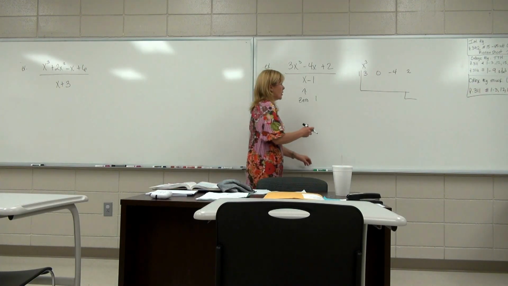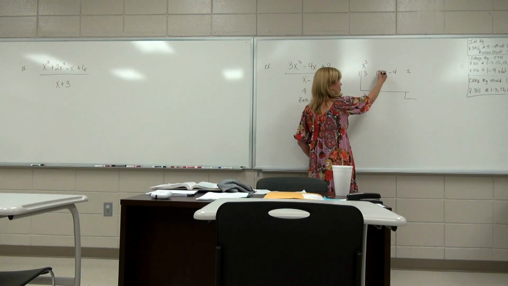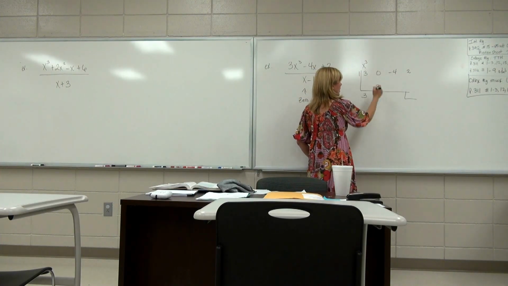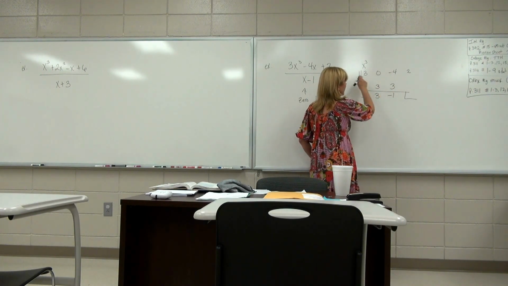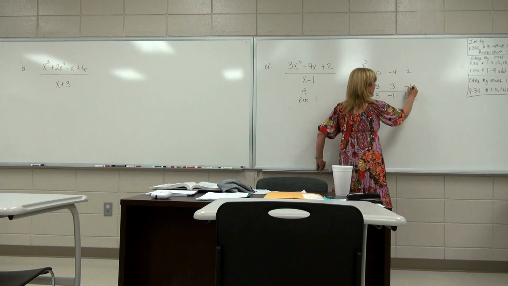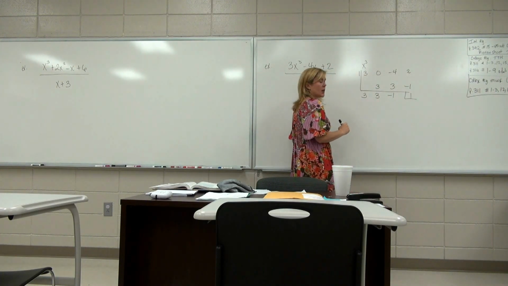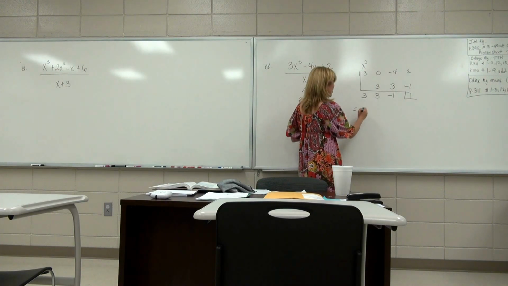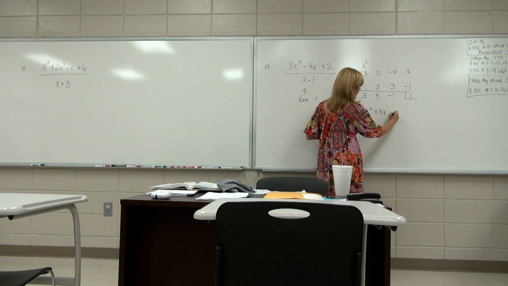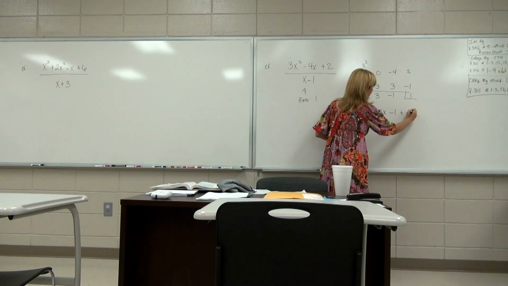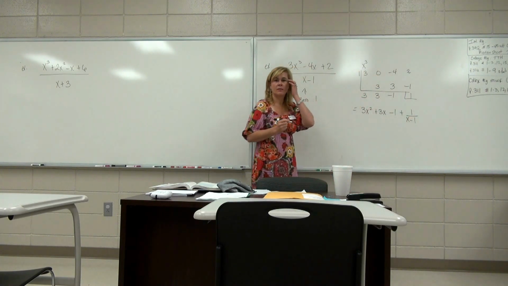Let's see what we got. You brought your 3 down. 1 times 3 is 3. 0 plus 3 is 3. 1 times 3 is 3. Negative 4 plus 3 would be negative 1. 1 times negative 1 is negative 1. 2 minus 1 gives me 1, right? So that means my answer would be 3x squared plus 3x minus 1 plus 1 over x minus 1.